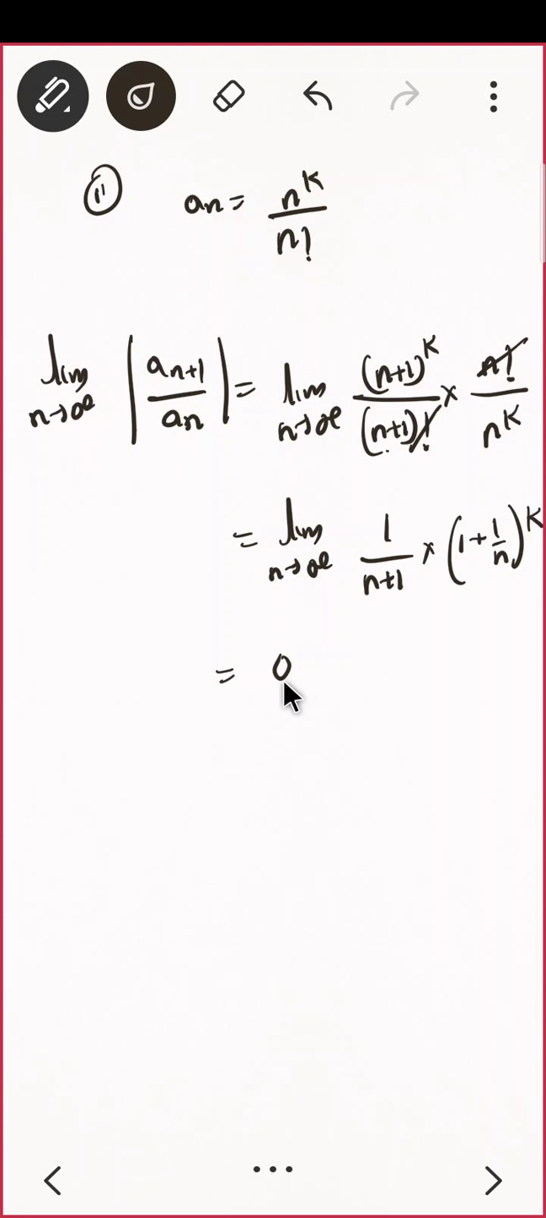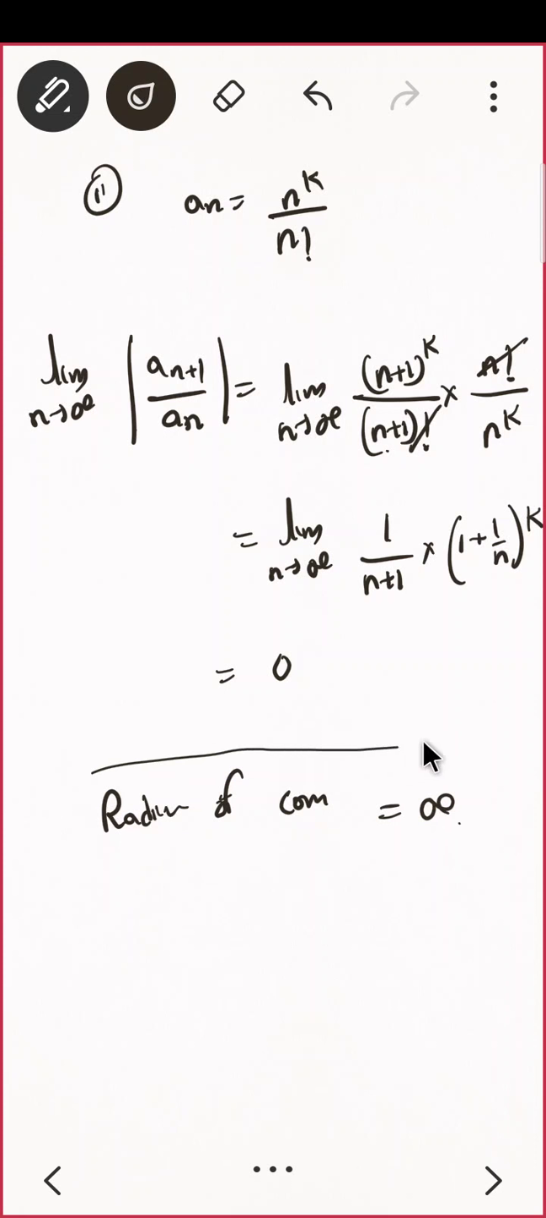What can you see then? Once this limit is 0, what will be your radius of convergence? It will be infinity. Radius of convergence is infinity. That means what? This series is absolutely convergent everywhere. There is no specific circle. It is convergent everywhere. Okay, this is the second one.